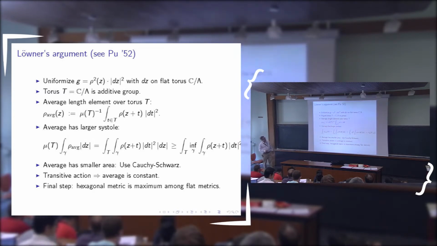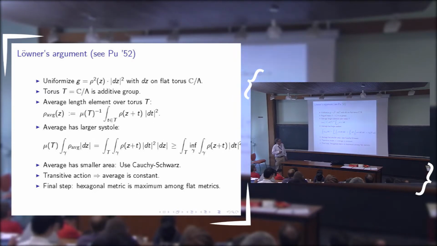So you can think of the torus as a group. It's a group, and it acts transitively on itself. So that's a nice thing. And you can average the length element, this rho, well, not rho squared, but rather rho, over the torus.